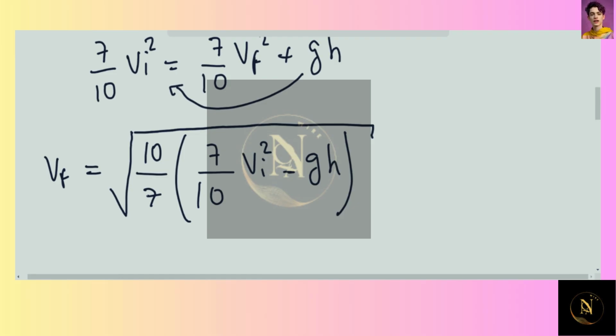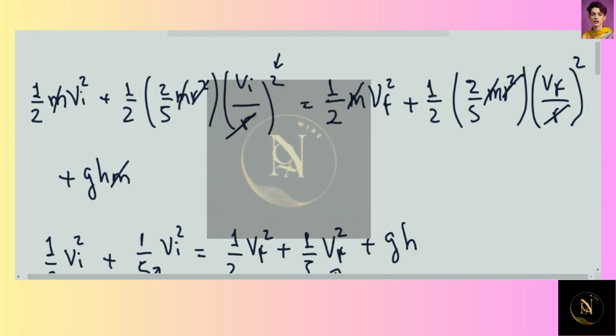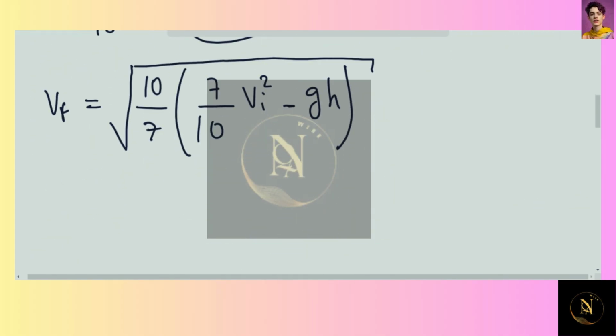So we need to put all of this information in. We know the initial velocity is 25 meters per second. We know h is 28, and we know that the acceleration due to gravity is 9.8 meters per second squared. So we plug all of those values in here.